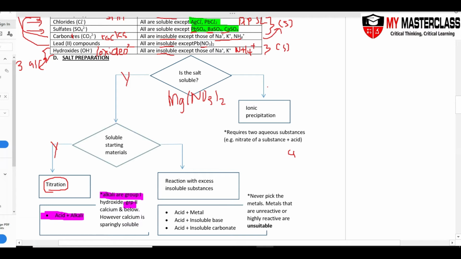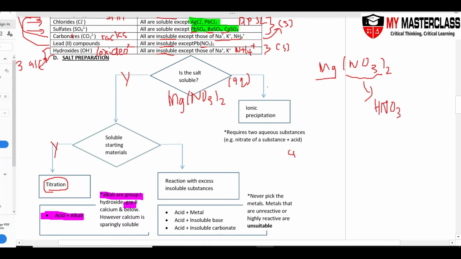Okay, all nitrates are soluble, it is aqueous. Okay, so same idea, Mg(NO3)2. This part, the nitrate part, must come from my nitric acid, HNO3.